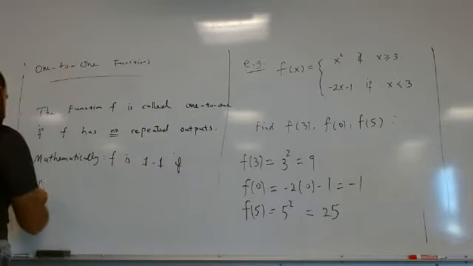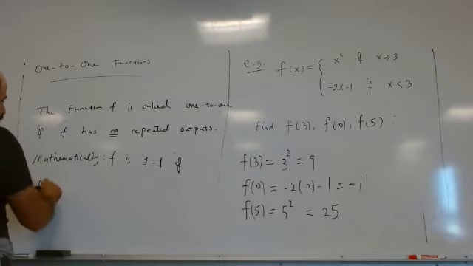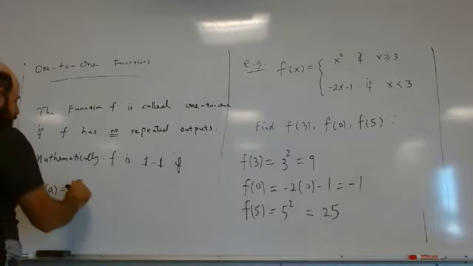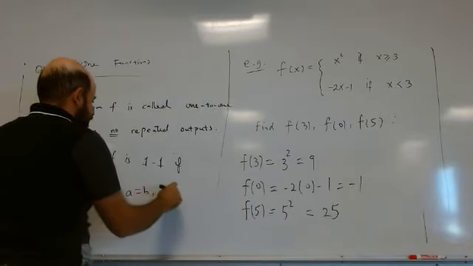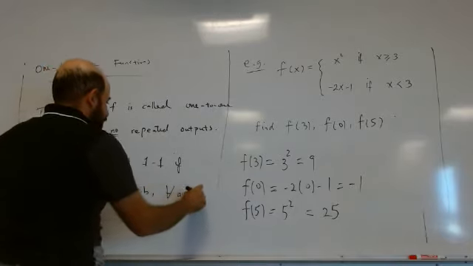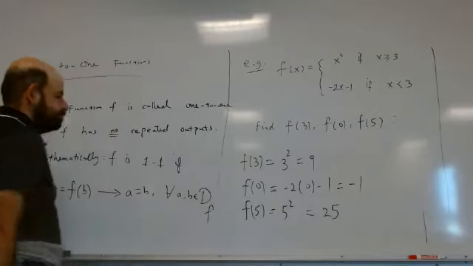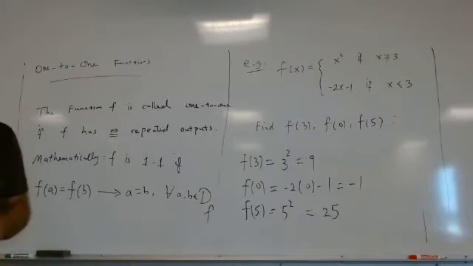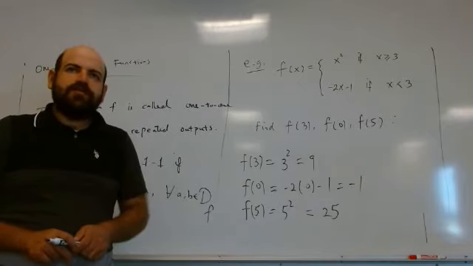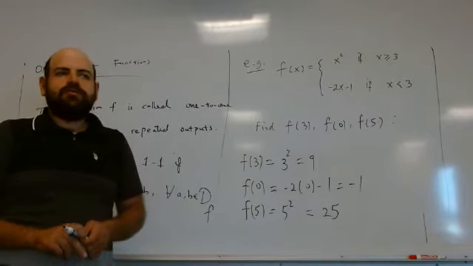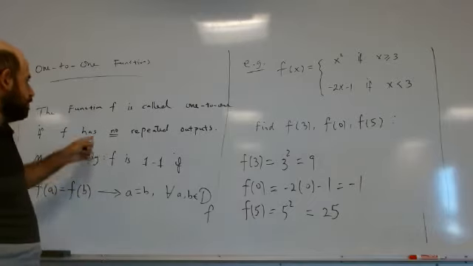Or mathematically speaking, we can say that f is 1-to-1 if f of a equals f of b implies that a is equal to b for every a and b in the domain of f. So remember, each function has inputs and outputs. So if a function has no repeated output, then the function is called 1-to-1.